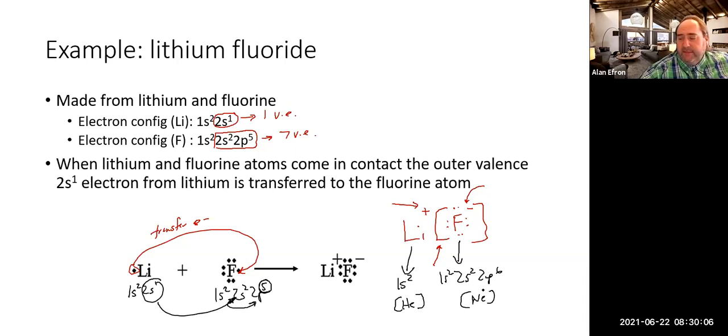And remember, as I mentioned a number of times, that is basically the ultimate goal of any type of bonding. We want to get to noble gas configuration, have the exact same electron configuration as a noble gas, because they are very, very stable. So in the case of lithium and fluorine, they're able to do that by losing electrons and gaining electrons to reach that noble gas configuration. Any questions on that there?